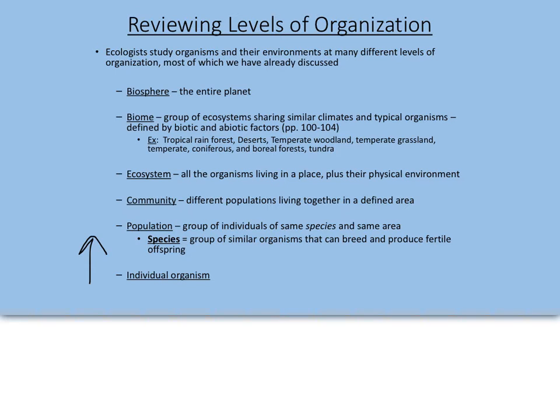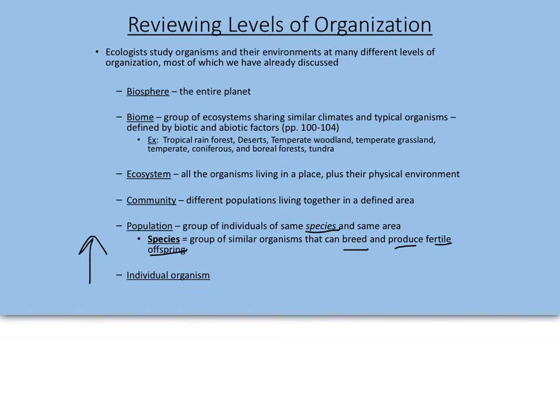So if we look at an individual organism, we see a group of organisms, and before we said if you were the same type of organism living in the same place, that was a population. That's still true. But now we want to add a new vocab term, and that's the term species. A population is a group of individuals of the same species in the same area. And a species is a group of similar organisms that can breed and produce fertile offspring.